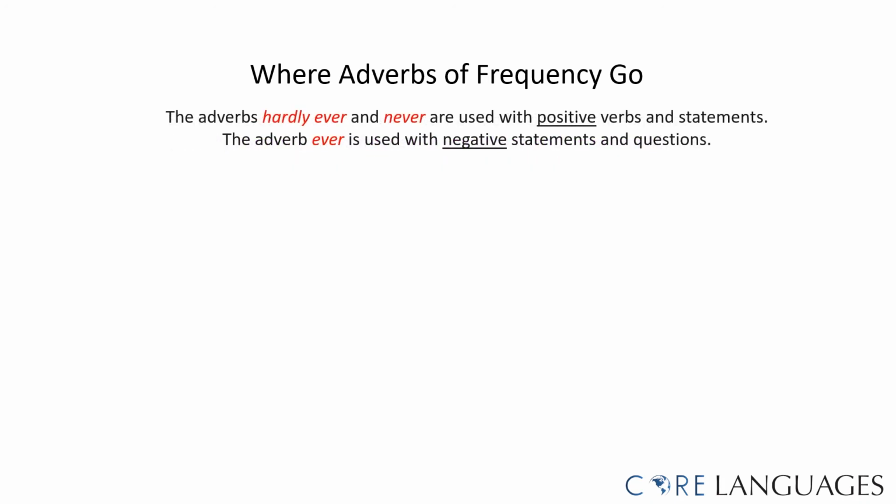The adverbs hardly ever and never are typically used with positive verbs and statements, and the adverb ever is used with negative statements and questions. For example, Beth is hardly ever late. This is a positive sentence. Beth is usually not late.